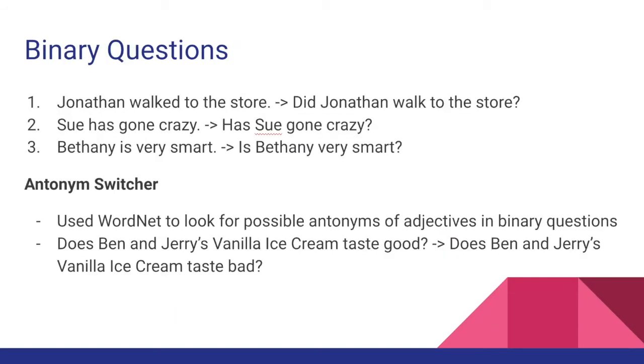Going into question generation with binary questions, we had 3 types. We had just verb questions, so "Jonathan walked to the store" became "Did Jonathan walk to the store?" "Sue has gone crazy" would become "Has Sue gone crazy?", which contains an auxiliary, and "Bethany is very smart", so just to-be verbs, would become "Is Bethany very smart?" And for that we mostly used spaCy. To make our questions a little more complicated, we used WordNet to look for possible antonyms of adjectives found in binary questions to add some more complexity.